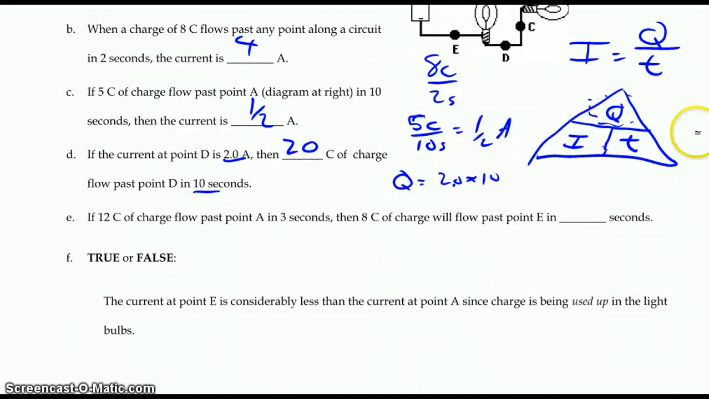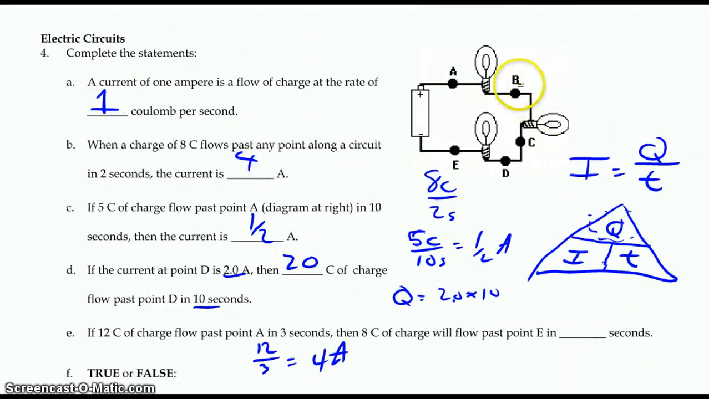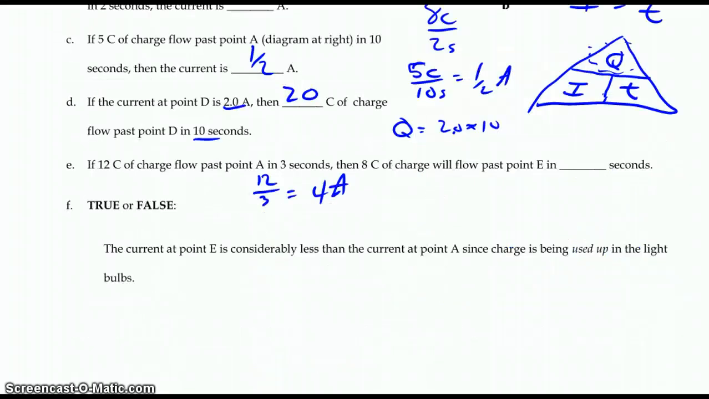If 12 coulombs of charge flow past point A in 3 seconds, so that's going to be 12 divided by 3 equals 4 amperes, then 8 coulombs of charge will flow past point E in. Now if you look at our circuit, charge flows out of the negative terminal and comes back to the positive terminal. In a single loop like this, the charge must be conserved. So however many amperes go across point E must also be the same as go across point A.